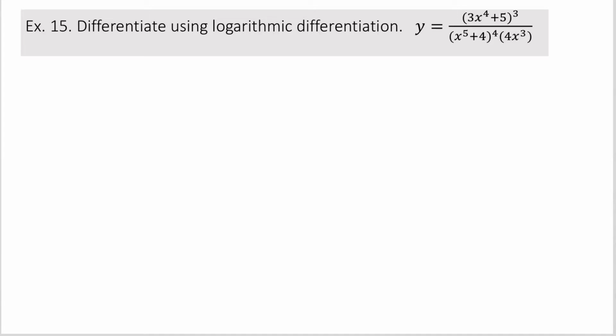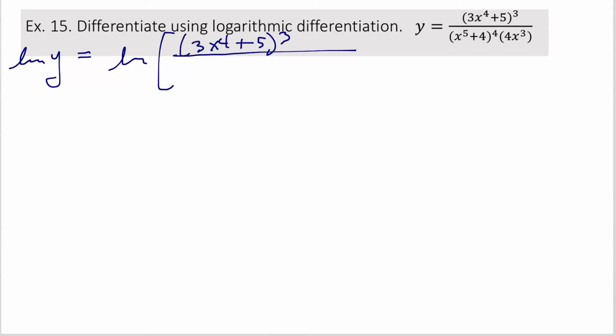Here's my last example. So you can use logarithmic differentiation on something that looks like this. So first thing we do is take the natural log of both sides. Natural log of all of this, (3x^4 + 5)^3, over (x^5 + 4)^4, times 4x^3.